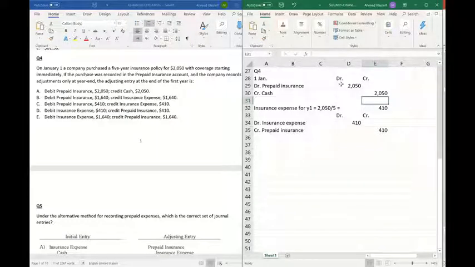And when the company uses the insurance, it's covering 5 years. So we will do the adjusting entry at the end of the first year, which is debit insurance expense with 410, and the credit prepaid insurance.